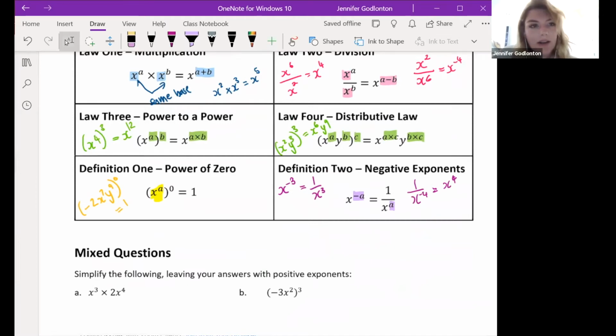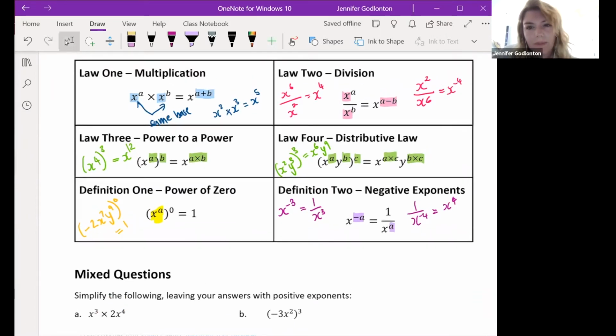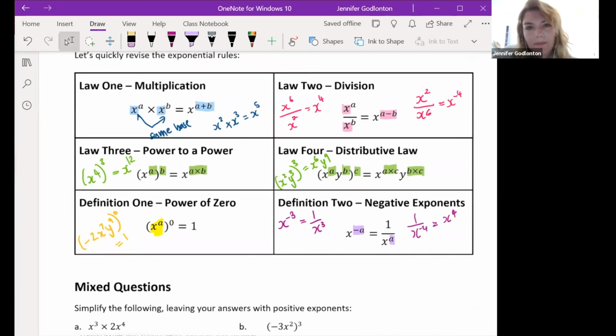Yeah, Kieran, how can I help? Sorry. So what happens when, for example, x to the power of negative 4 is on the top? What do we do? So like this one over here. Yes, ma'am. That's just, if I wanted to make that positive, that would be 1 over x to the power of 4. Oh, okay. Thank you, ma'am. Okay, no problem.